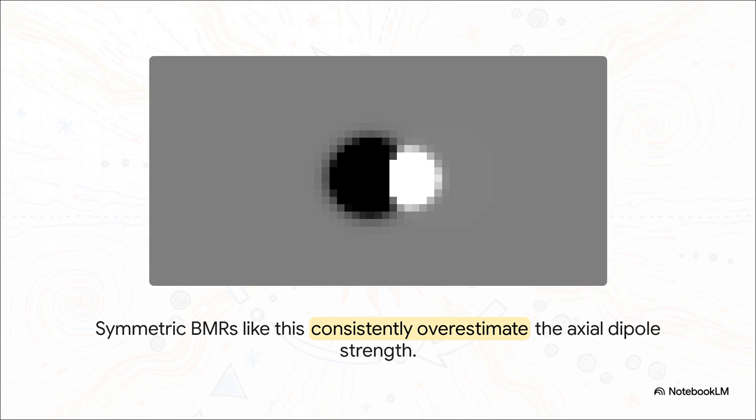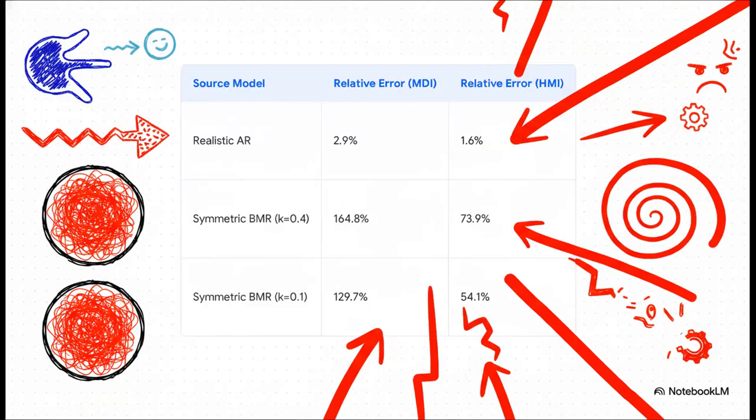The model is just fundamentally missing the mark. And here are the hard numbers. I mean, just look at that relative error. When you use the realistic active region data, the simulation error is tiny. We're talking 2–3%. But with the symmetric BMRs, whoa, the error explodes. It's over 160% in one case and almost 74% in another. This isn't a small discrepancy, you guys. This is a massive failure of the approximation.